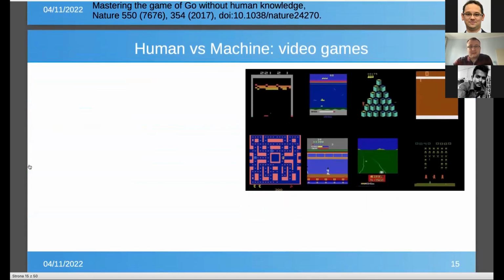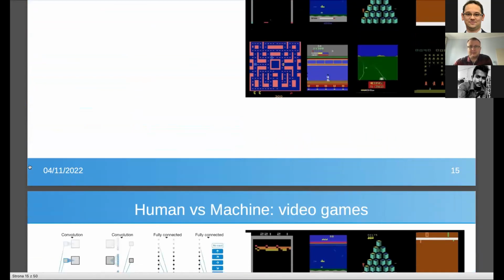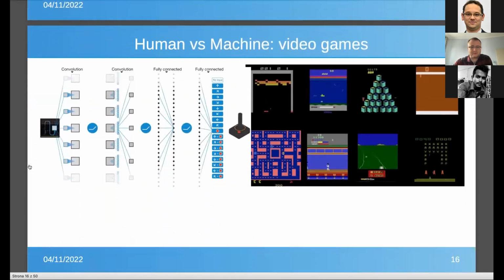And another quite famous example is the playing of Atari video games by the machine. There were 48 different video games, and each game was played by the machine in the following way: the algorithm obtained as input a screenshot of the game at the moment, and through a set of convolutional neural networks, it parsed it to the best possible action to take at this given moment of time. And during this evolution, after many epochs of training, it was found that the best human players are much below the score obtained by the machine.